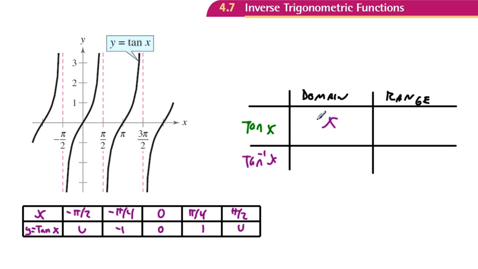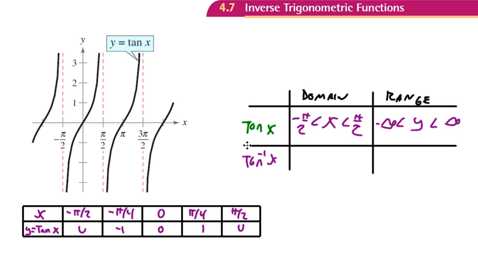So our domain right here will go from -pi over 2 to pi over 2. And notice that it's not equal to, because of the vertical asymptotes. And the range values, well, how far down does this go? Well, this goes to -infinity, and this goes up to +infinity. So it's going to go from -infinity to +infinity.